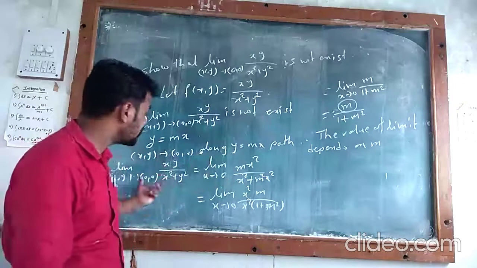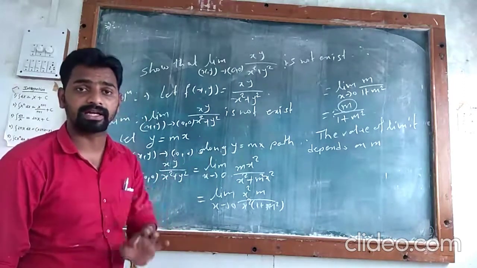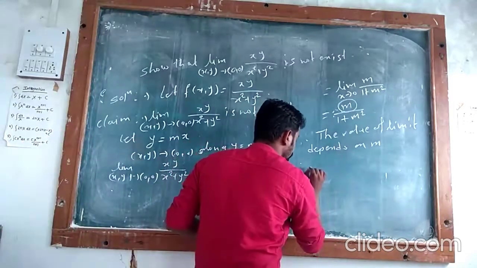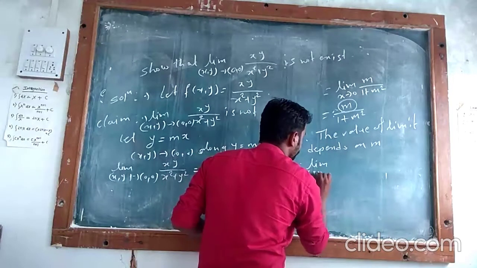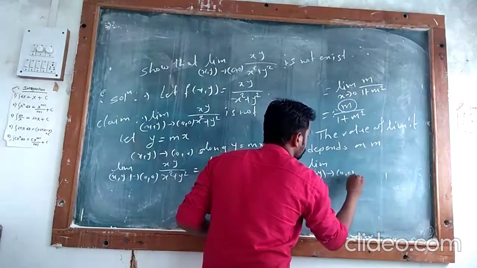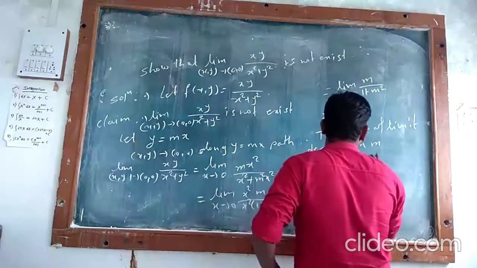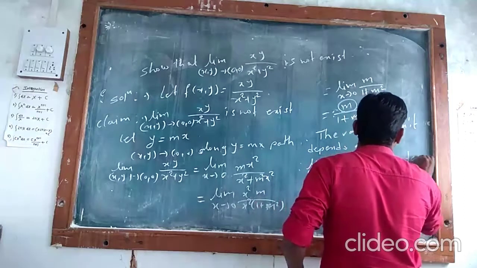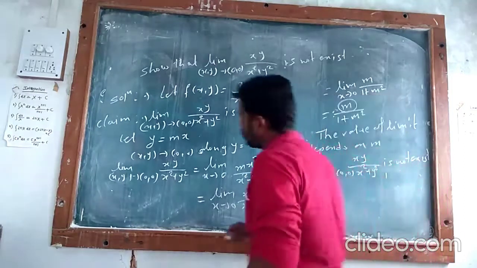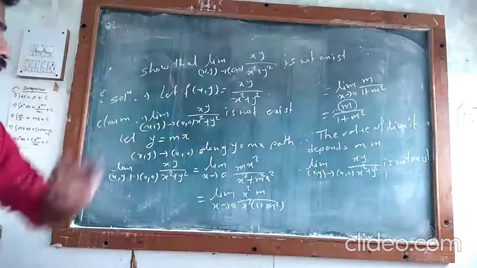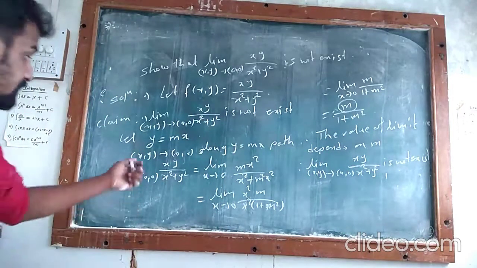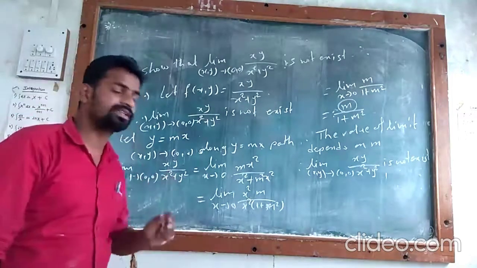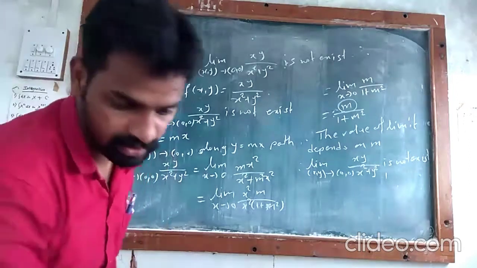That is, if m changes, then the limit value also changes. जर m change केला तर आपली limit value काय होणार आहे? Change होणार आहे. Therefore, it has no unique limit value. Therefore, the limit as (x, y) tends to (0, 0) of f of (x, y), that is xy upon x square plus y square, does not exist, because the limit value depends upon m. If m changes, then the limit value also changes. That is, the limit of this function depends on the path.